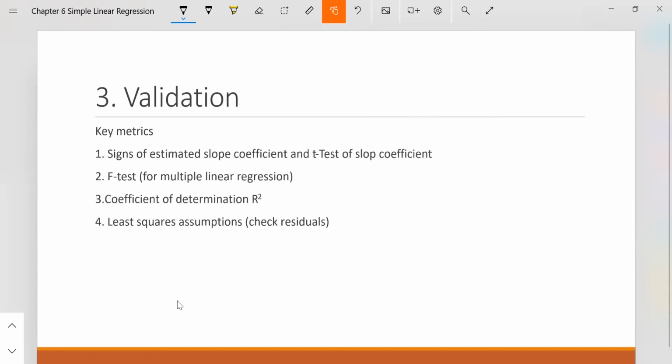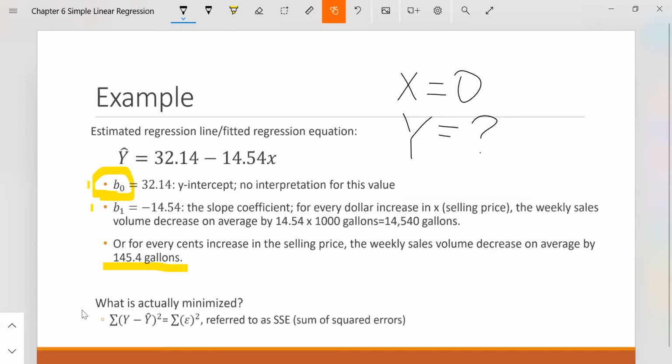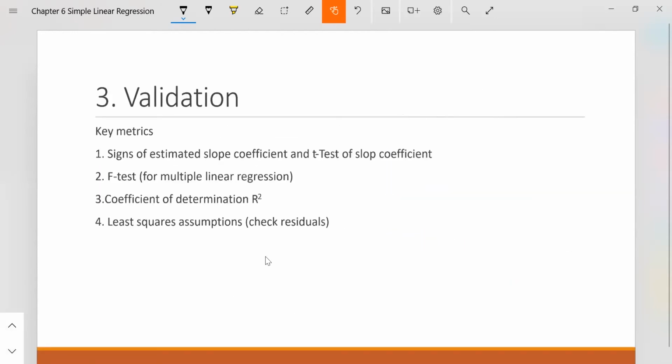Step 3, validation. I know we haven't gone through every number in the output, but some of them are for the further steps. So step 3 is validation. And for validation, we want to look at a couple of things. Number 1, we want to look at the sign of the slope coefficient. Does it make sense? If we expect it to be positive, do we see positive in the slope coefficient? We also want to conduct a t-test of the slope coefficient to make sure that yes, X and Y are indeed significantly correlated.